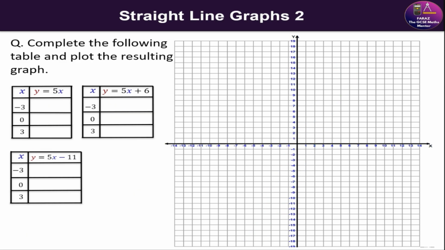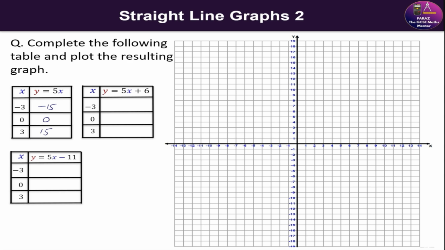Alright, next question. Pause the video and try this question by yourself. Okay, so let's start with the first one, y equals 5x. X is negative 3 there. So if you do y equals 5x, which means 5 times negative 3, that would be negative 15. Y equals 5x means 5 times 0, which is 0 there. Y equals 5x, it means 5 times 3, that is 15.